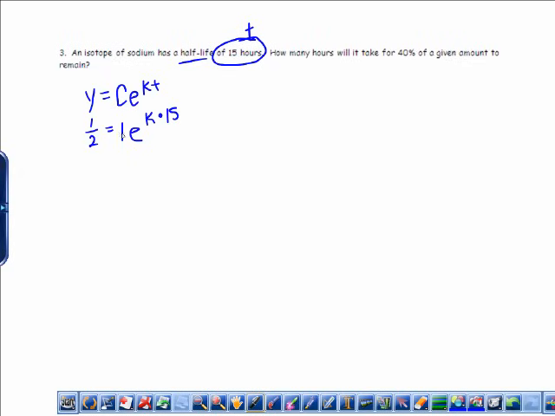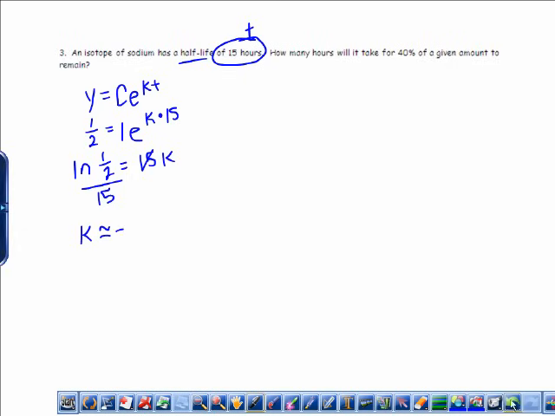Another reason why I like starting with 1 gram is because then you really don't have to divide. You can go straight into the natural log. So you take the natural log of a half, and that equals 15k, and then your only other step is to divide by 15. So if you notice, it kind of works out the same way each time.